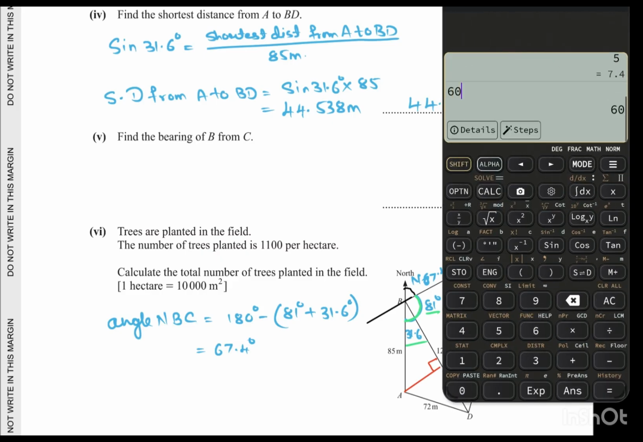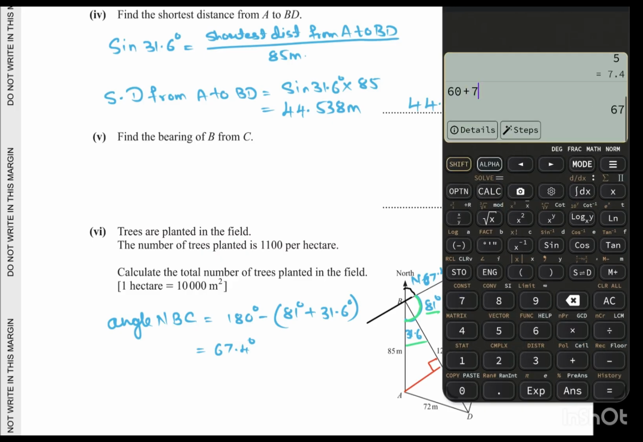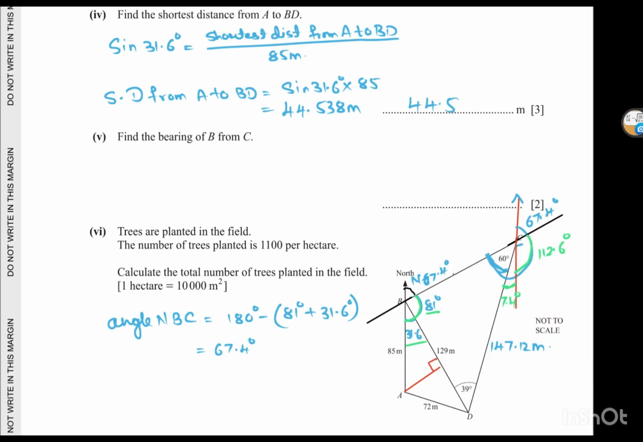Okay, so 60 plus 7.4 plus 112.6 plus 67.4, yes, 67.4, is equal to 247.4. So the bearing here will be 247 point, oh sorry, I'm writing at the wrong place.